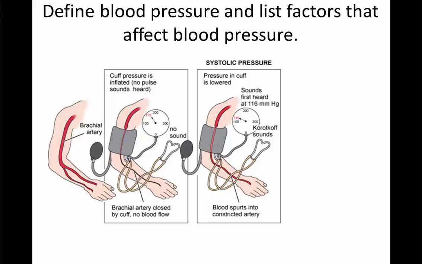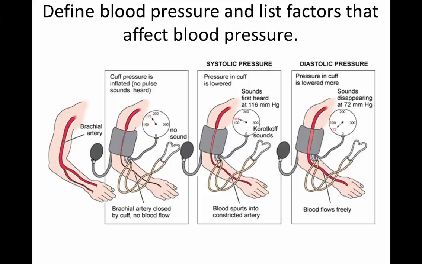As we then continue to release air from the cuff, we get to a point where we no longer hear a sound. The sounds typically disappear around 80 millimeters of mercury. The blood is freely flowing back through the brachial artery, and so this is the low pressure point. Again, the high pressure point is related to the contraction of the heart, and so it's called the systolic pressure. The lowest pressure is related to the relaxation point of the heart, and so it's called the diastolic pressure.